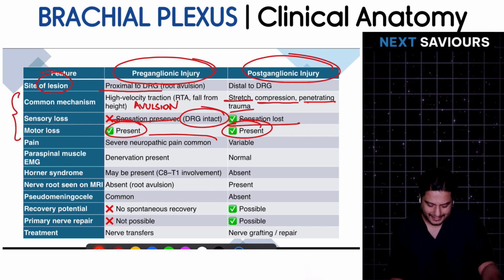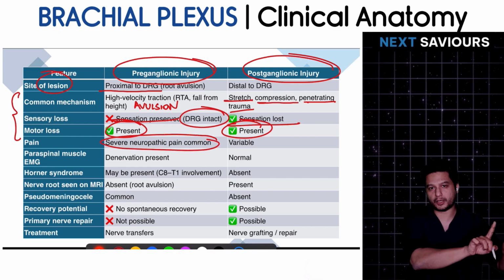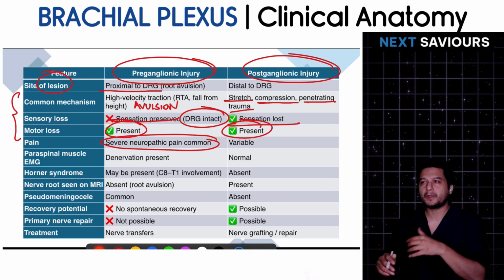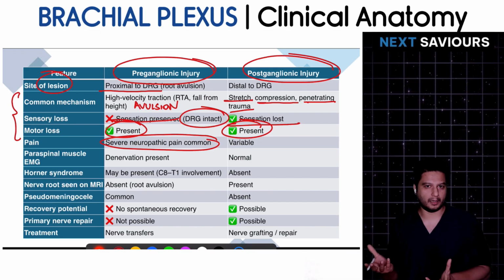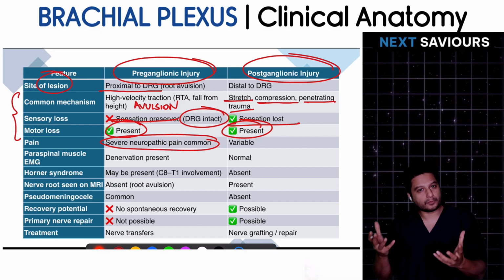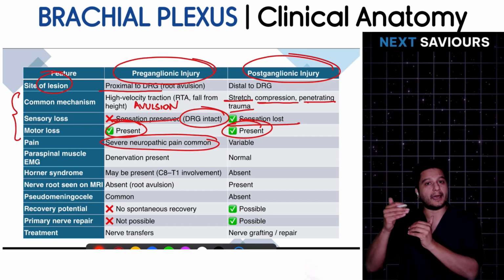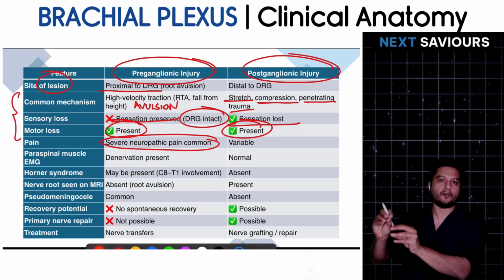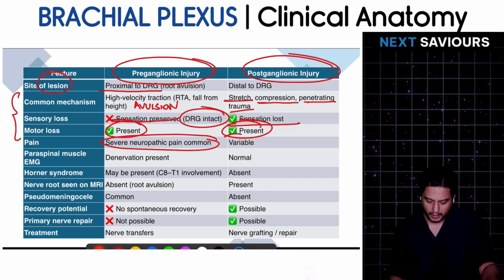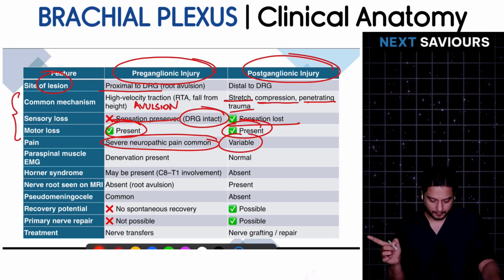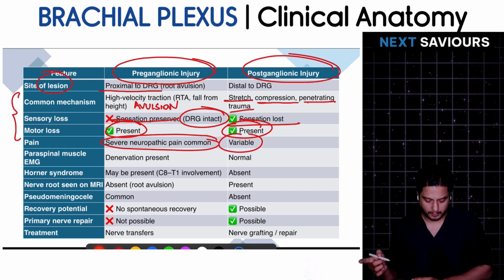So there is going to be a severe pain in case of preganglionic injury to the brachial plexus. But on the other hand, that pain could be variable in postganglionic injuries, meaning the patient could have too much pain or relatively less pain. It depends upon the severity of the damage that has happened to the postganglionic nerves. So it could be a variable pain in postganglionic injuries to the brachial plexus.